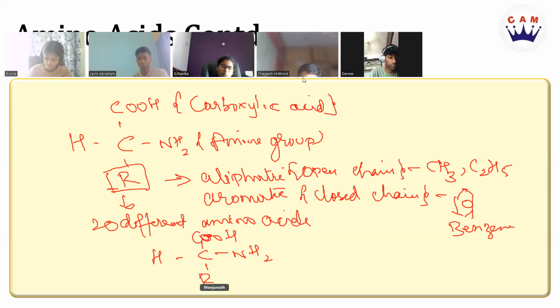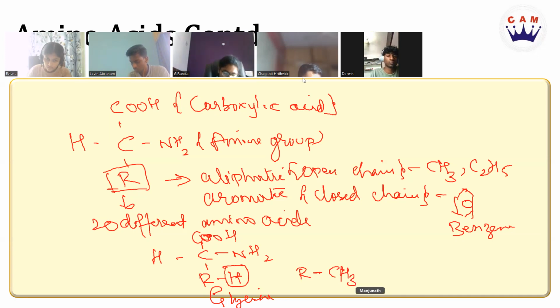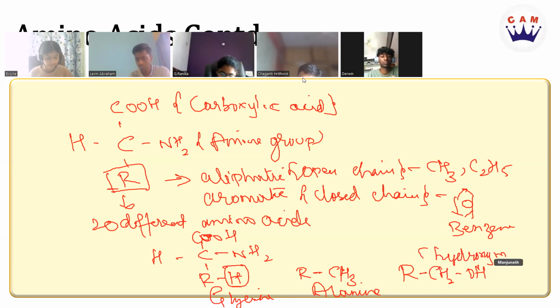If R is hydrogen, then it is called the glycine amino acid. If R is methyl, CH3, then the amino acid is called alanine. If R is hydroxymethyl, CH2OH, then you call such an amino acid serine. You have just represented 3 R groups as mentioned in the NCERT textbook.